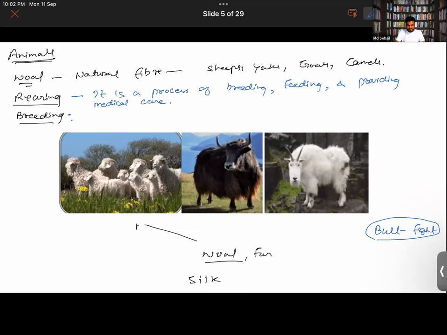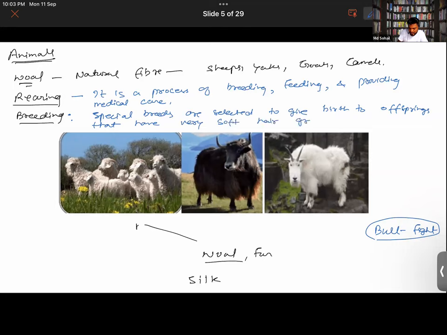So in breeding, special breeds are selected especially for what purpose? Especially for the purpose to give birth to sheep which have soft hair growing on their body, right? Now, the softer the hair, the costlier will be the wool. So special breeds are selected to give birth to offspring. Offspring means what? Their babies that have very soft hair growing on their body. So remember the two definitions. These definitions are usually asked in the exam.